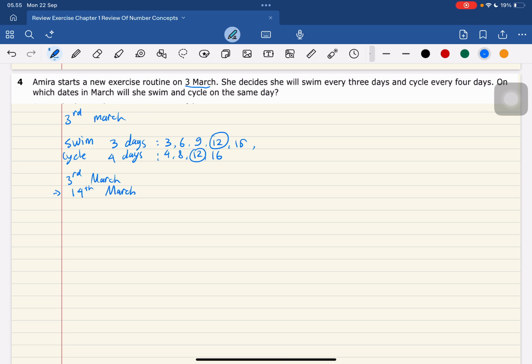Can we find it? 15, 18, 21, 24, 27. And 16, 20, 24, and 28. Okay, we got it again. The common multiple is 24. So in March, she will swim and cycle on the 14th March and 26th March. Okay, there it is.